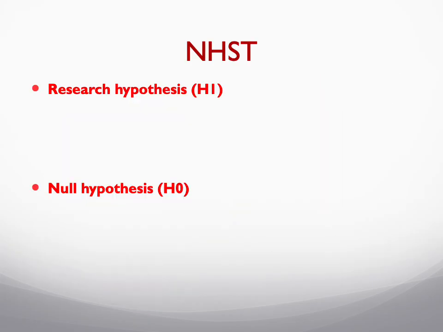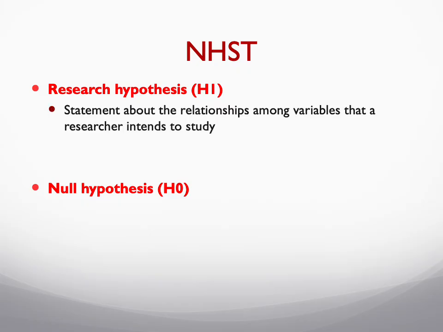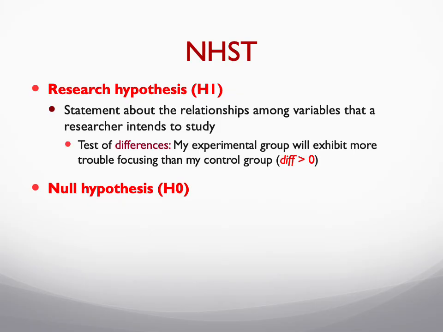Let's look at this again. Now we're going to look at an example of differences rather than relationships, but overall the logic is exactly the same. So imagine I pose a hypothesis, a statement about relationships among variables that a researcher intends to study, and in this case I'm testing for differences. I'm making a prediction that my experimental group will exhibit more trouble focusing than my control group. My experimental group being those who scroll social media for 10 minutes, and my control group who just sits quietly for 10 minutes. In notation, I expect to see a mean difference that's greater than 0, similar to how for relationships I was expecting an R value greater than 0.